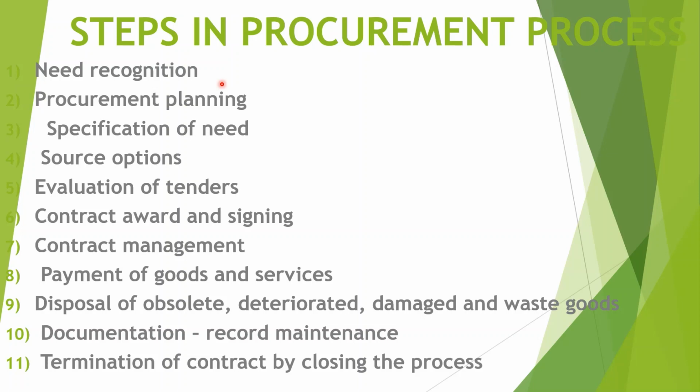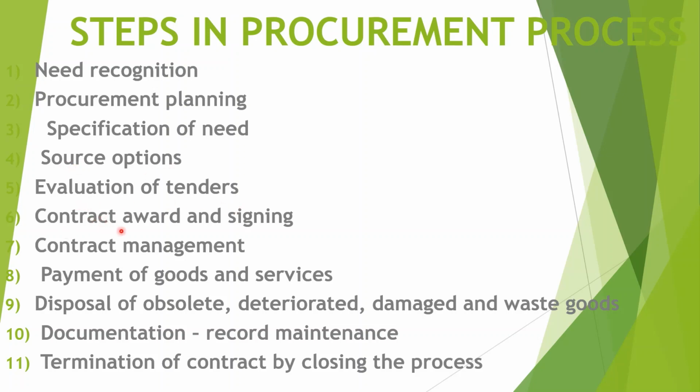Today we want to learn about the steps in the procurement process. The following are the steps in the procurement process. Number 1 is need recognition. Number 2 is procurement planning. Number 3 is specification of need. Number 4 is source option. Number 5 is evaluation of tenders.